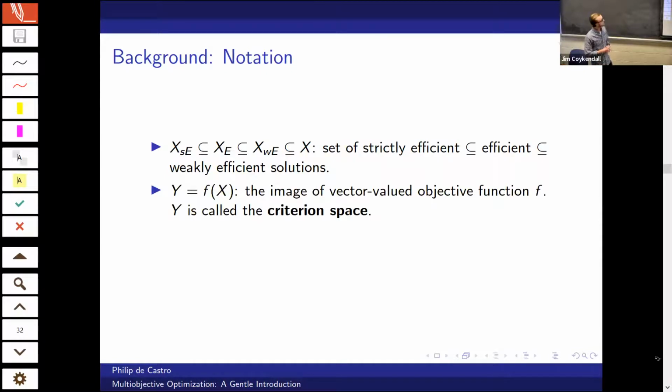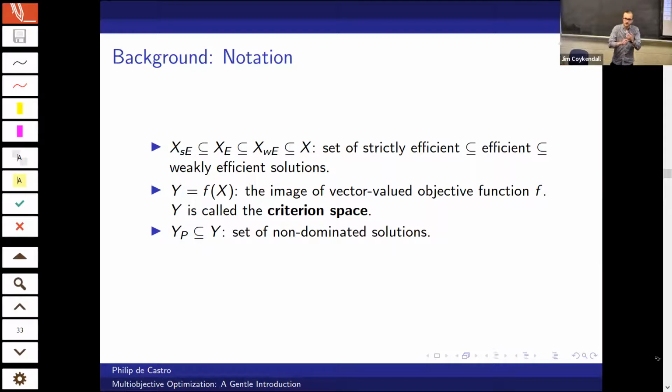And then we have some notation for our outcome space, or criterion space, right? We denote that with a Y. And so then we talk about the set of non-dominated solutions, or strictly dominated or weakly dominated. You'd add the corresponding S or W to that subscript, but it's just Y sub P. That's our set of non-dominated solutions. And of course, Y sub P is the image of X sub P, right? So if you have your efficient set and you plug it into your objective function, of course you're going to get Y sub P as your image.